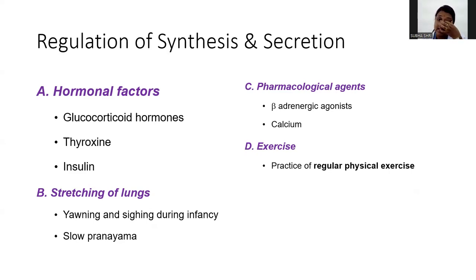And exercise, regular physical exercise, will also increase surfactant secretion. So these are the regulators. So far, what have we seen?